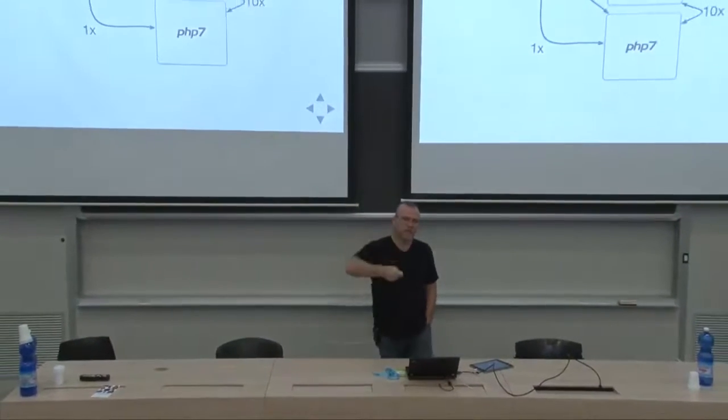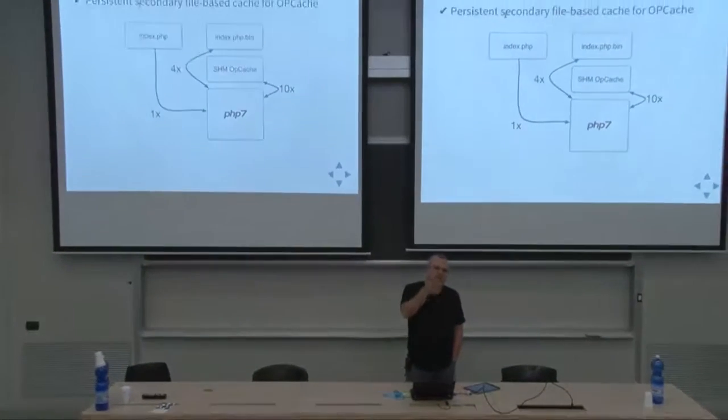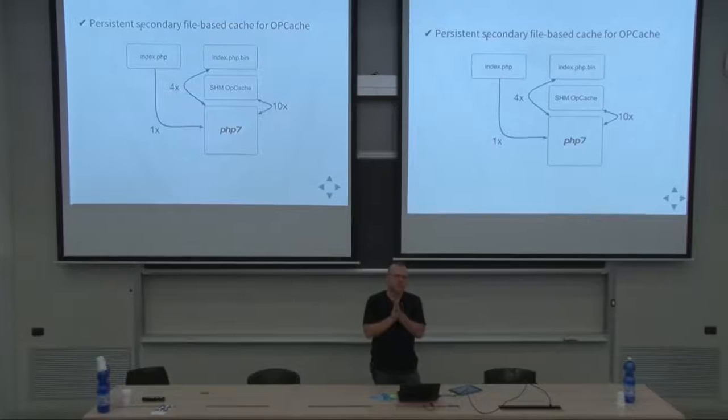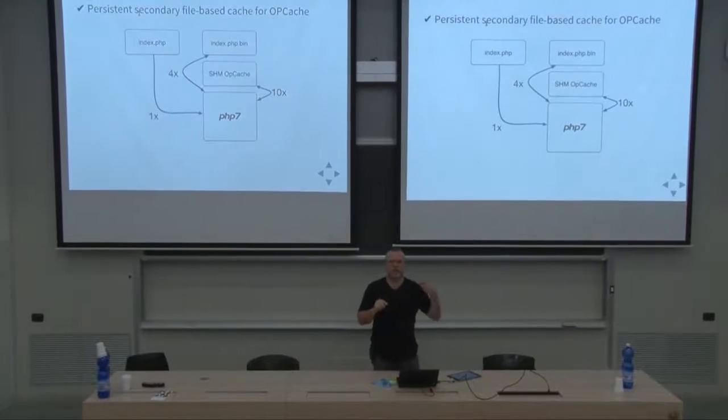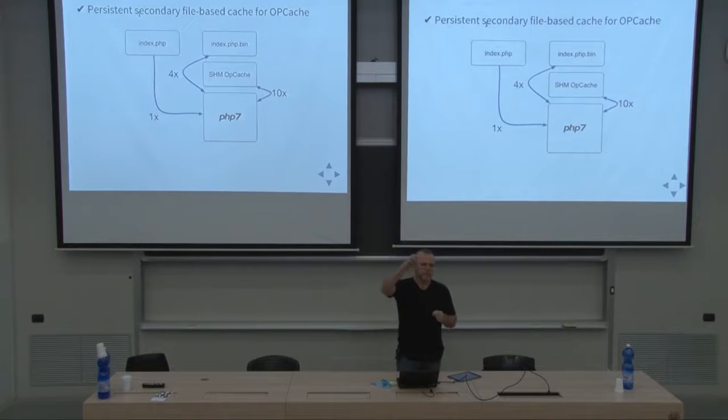This one is a bit obtuse. You may not have heard of this one before. This is a secondary file-based opcode cache. The opcode cache sits in between the PHP parser and the executor. PHP, like most scripting languages, is a two-stage process. First, you parse the PHP script into a set of opcodes, and then the executor executes those opcodes. The cache is a shared memory cache that sits in between those two stages so that we don't have to go back to disk and reparse. So the second time you hit a script, it will be cached in shared memory, and we execute directly out of shared memory, which is much, much faster than having to go to disk every time.